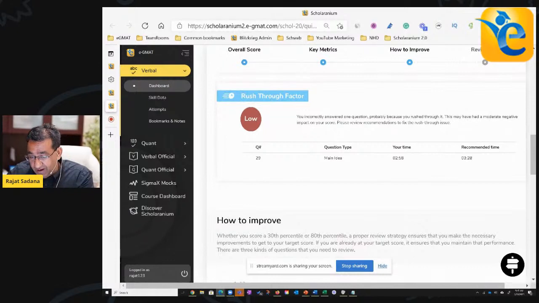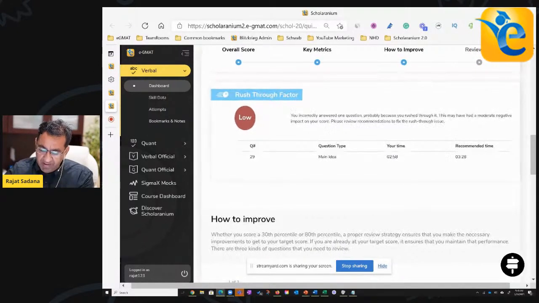Then there's a rush through factor, which means this is a question that the student should have answered given the difficulty level, but he took less time. And because of this, the student got this question wrong. All of this is built into the AI. You get this over here.